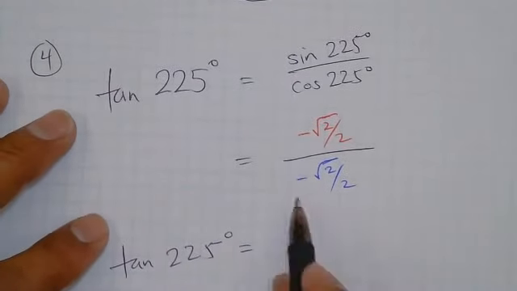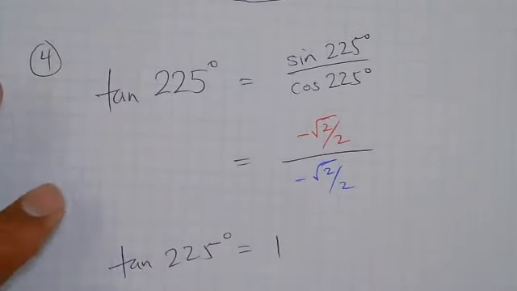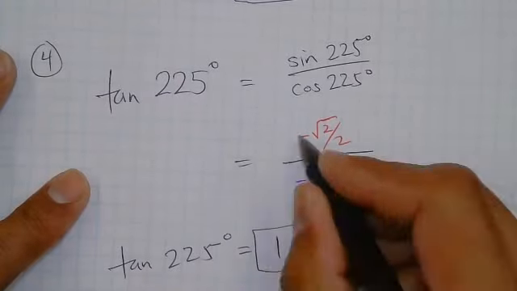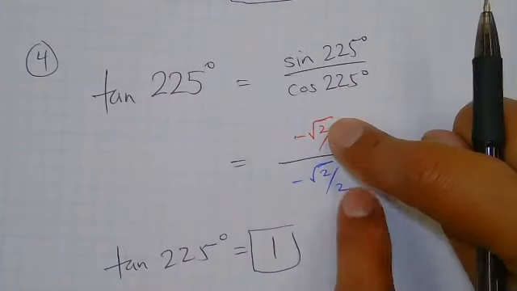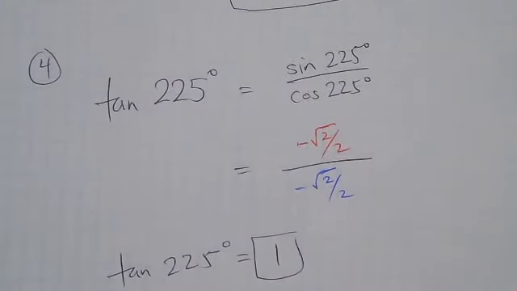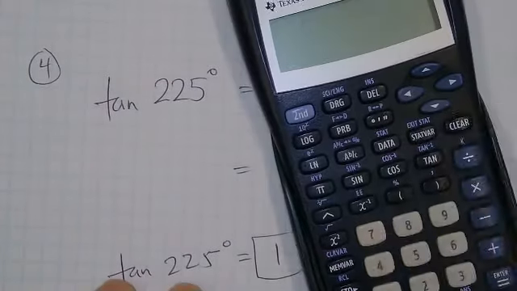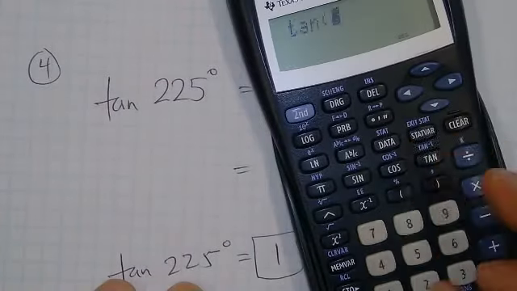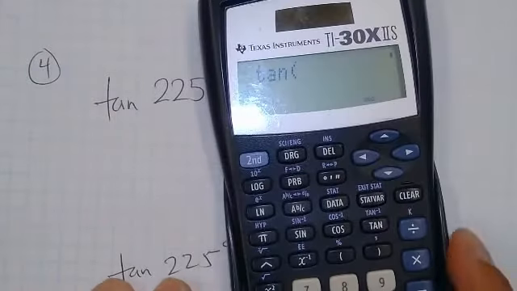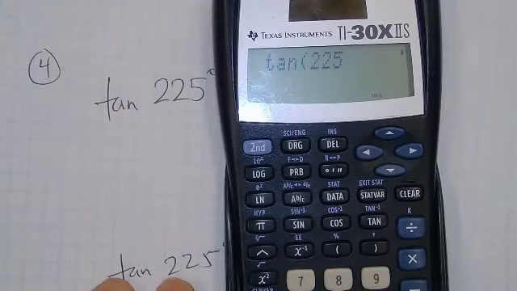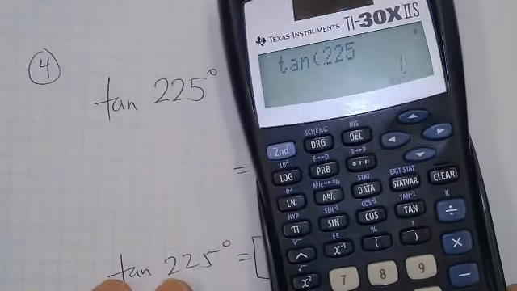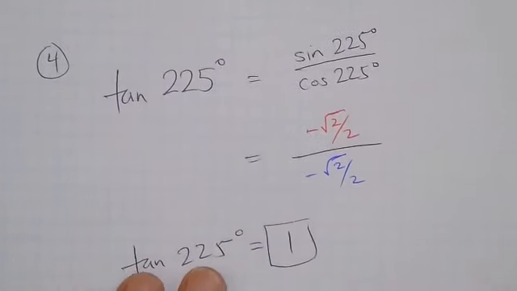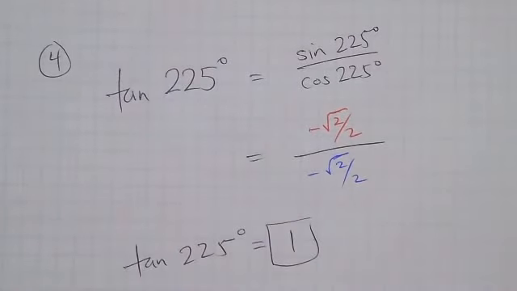The answer is just tangent of 225 is equal to a positive 1. You guys see how it's a positive 1 and we don't have to do any work? The negative and the negative is positive, but if you got the same thing divided by itself, it gives you a 1. Let's check the calculator if that's true. Tangent of 225? There we go, positive 1, there it is.